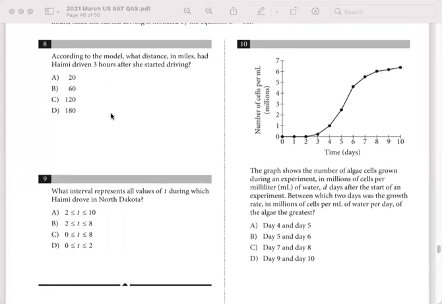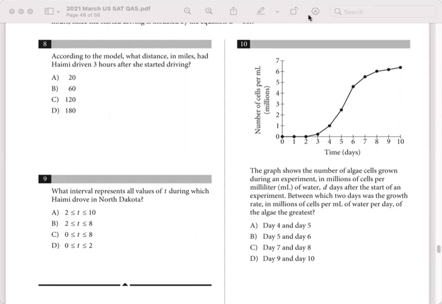Question 10. The graph shows the number of algae cells grown during an experiment in millions of cells per milliliter of water, D days after the start of an experiment. Between which 2 days was the growth rate in millions of cells per milliliter of water of the algae the greatest? The growth rate was the greatest, right?